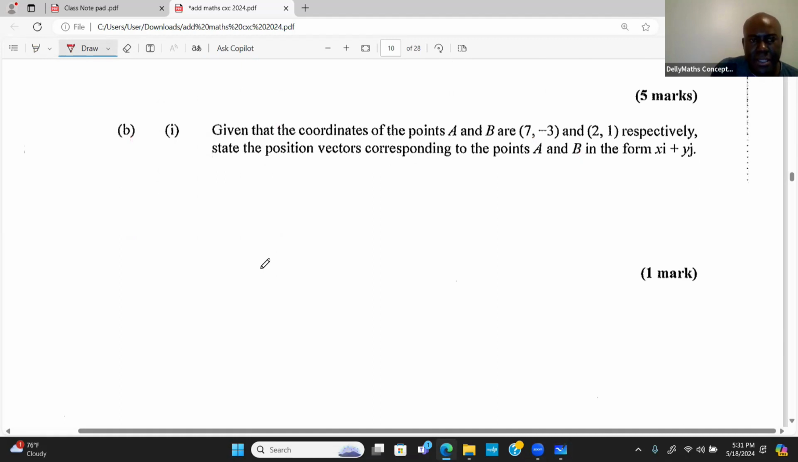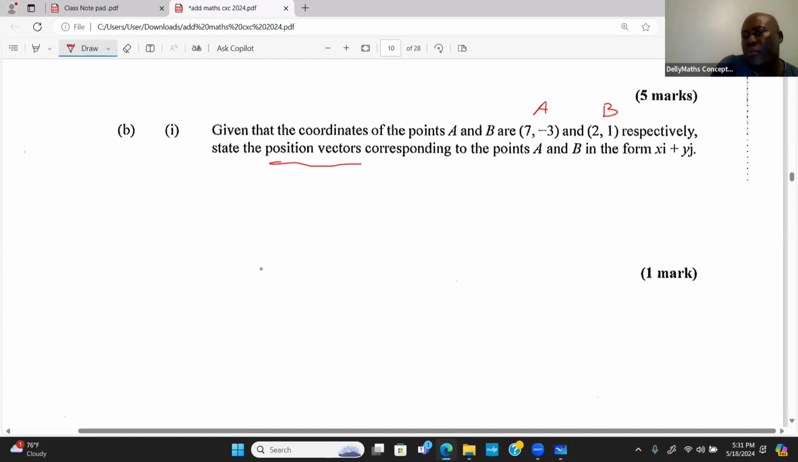All right, so the B part of the question says here, so it's a vector question. It says, given that the coordinates of the points A and B are 7, -3, and 2, 1, respectively. All right, so that means this is A and this is B. Those are points. That means we're on the coordinate plane. That means this is a position vector. It says state the position vector, we're told, of the corresponding points in this format.